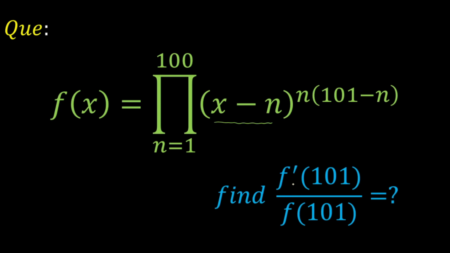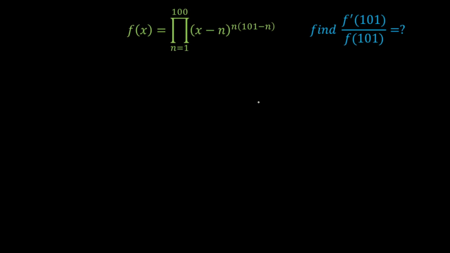The ratio is f dash of 101 divided by f of 101, and here f dash represents the first derivative of the given function. Now let's start. Our function f of x is the product, with n varying from 1 to 100, of (x minus n) whole raised to the power n into (101 minus n). Here f of x is a product of 100 terms.